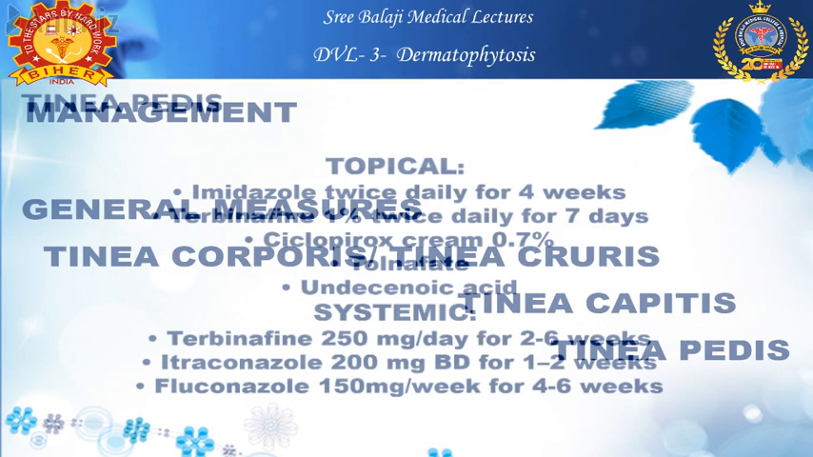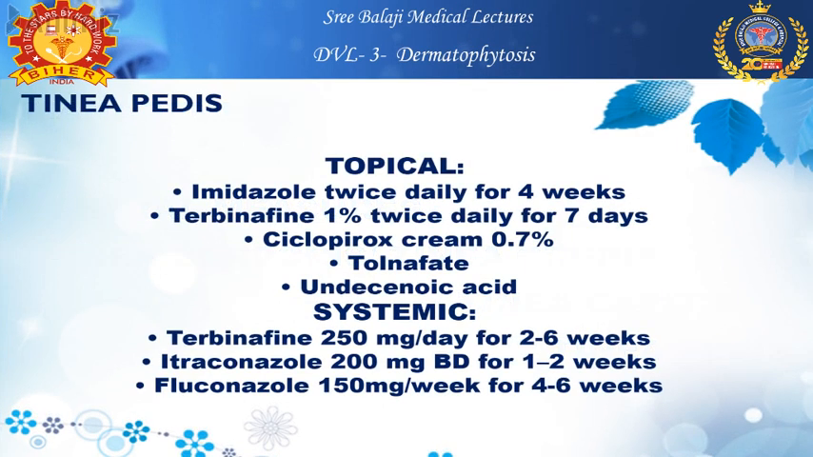Generally we give two types of therapy: one is topical therapy, another is systemic therapy. In topical therapy, we usually give topical azoles. Examples are topical ketoconazole, topical miconazole, topical luliconazole, sertaconazole and oxyconazole. Terbinafine is also available as topical creams that can be applied.